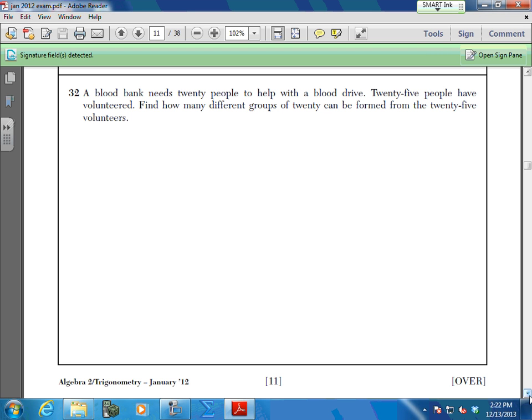This one is a nice one also. This one says a blood bank needs 20 people to help with the blood drive. 25 people have volunteered. How many different groups, now don't let the different throw you off, groups, how many different groups of 20 can be formed from the 25 volunteers? Well, in a group, order does not matter. Therefore, you are looking at combinations.